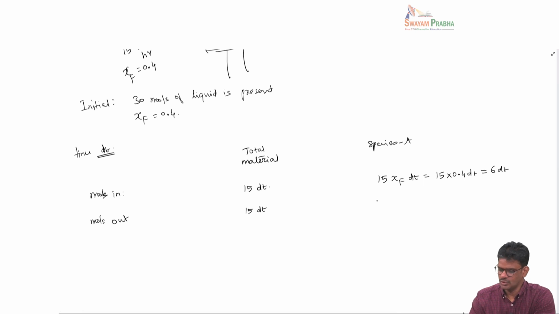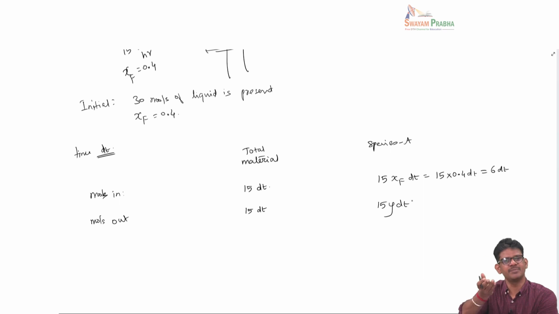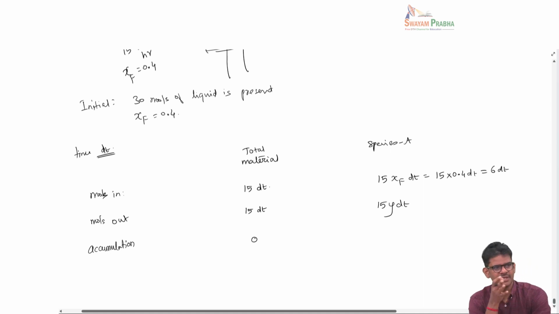And the moles of A that is leaving in the vapor would be the molar flow rate 15 times its concentration Y times dt. And we do not know what Y is, because Y is a changing quantity. At that particular delta t, there is Y. The next time interval, you will have a different Y, because the still composition keeps changing. So now comes this accumulation term. For the total material, it is 0 because whatever is coming in is going out.